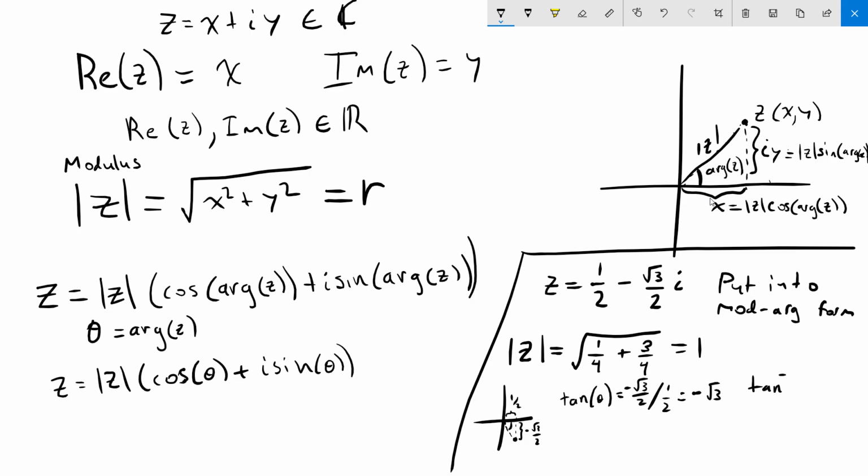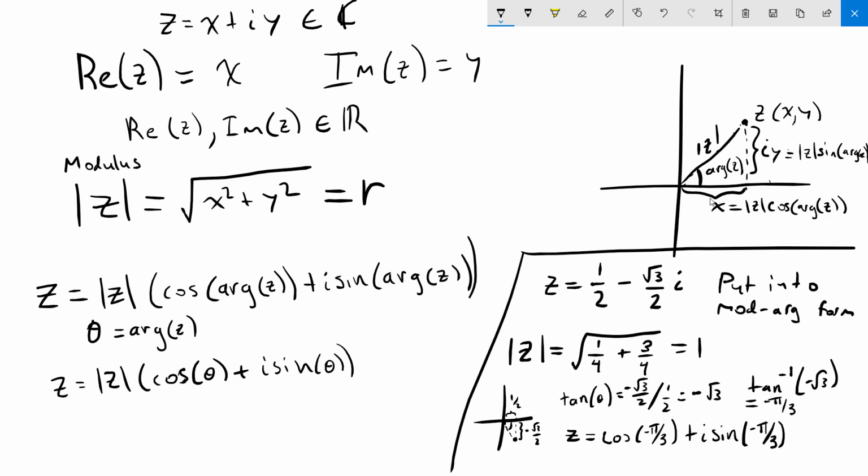So what's the tangent inverse of minus root 3? We want to work in radians here. The tangent inverse of minus root 3 is, I hope I get this right, minus pi over 3. So we have an argument of minus pi over 3. So putting this in the modulus argument form, we have z equals our modulus, which is 1, times cosine of our argument, which is cosine of minus pi over 3, plus i sine of minus pi over 3.